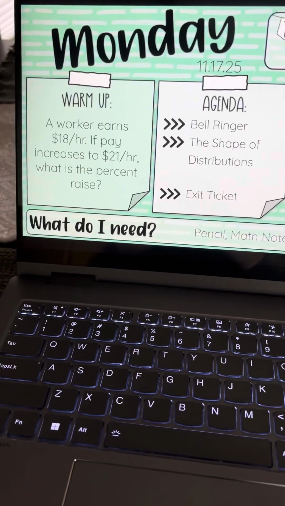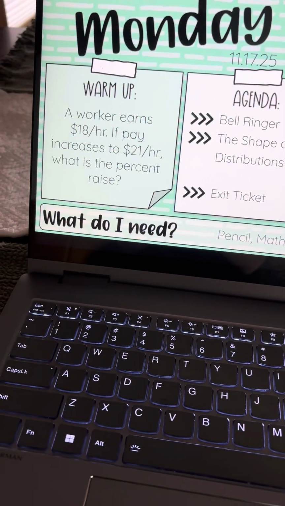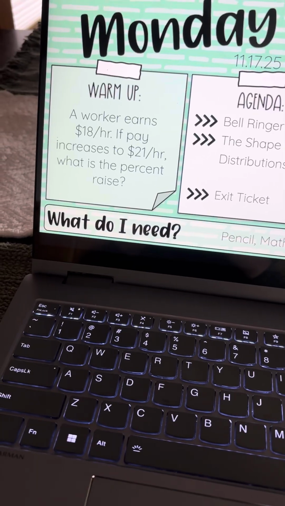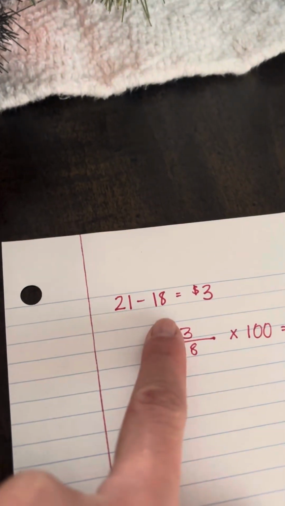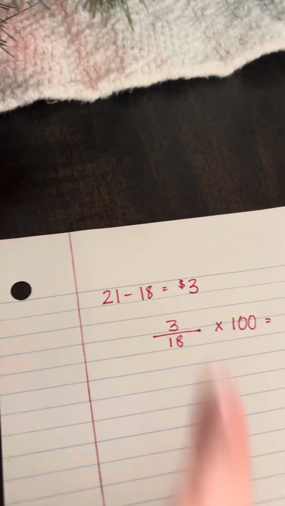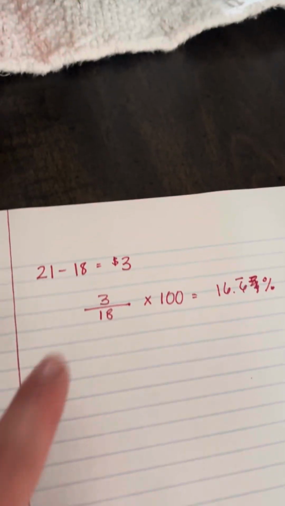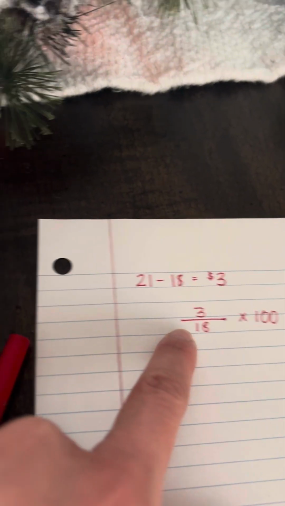Monday for this week, a worker earns $18 an hour. If pay increases to $21 an hour, what is the percent raise? To figure that out, we're going to subtract the old amount from the new amount, and that's a $3 difference. Now to calculate the percent of raise, I'm going to put that $3 over my original amount.